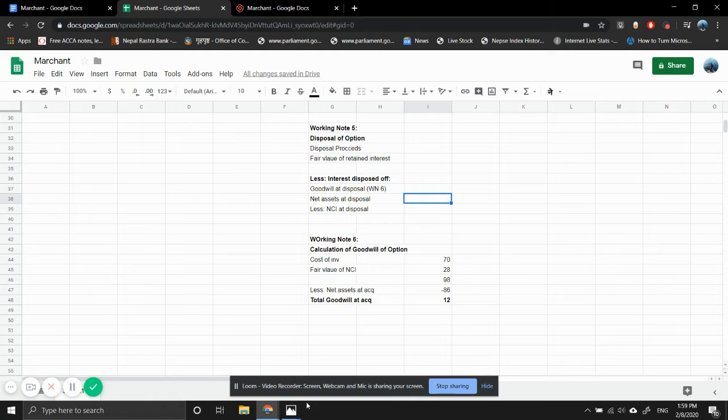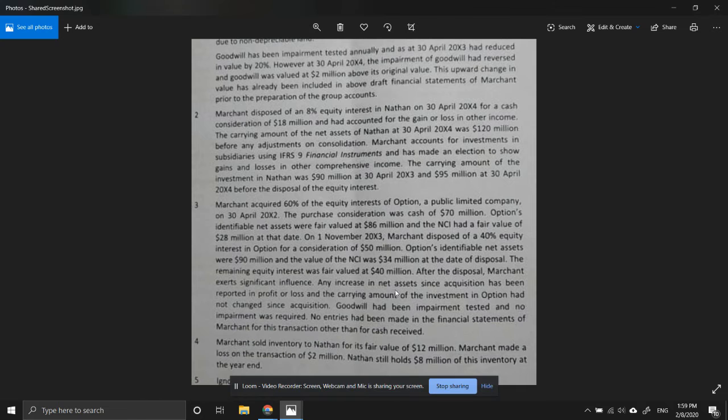All right, so any impairment regarding the goodwill? Goodwill had been impairment tested, no impairment was required, right? And then what else are we given? I think we've been given the disposal amount as well. The net identifiable assets were 90, and then fair value of NCI was 34 at the date of disposal.